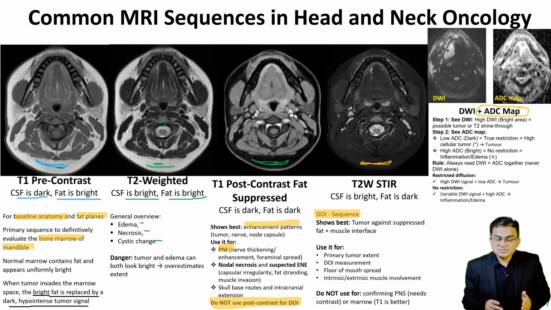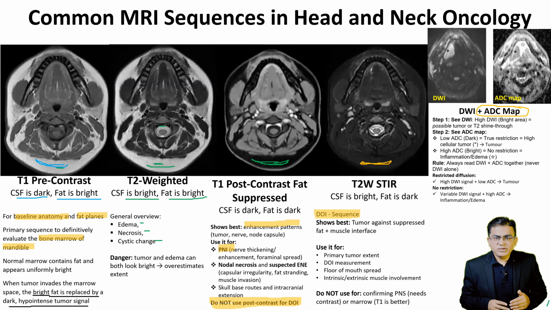Where do you see it? In cancer. When there is high ADC, that means water movement is free. There is no restriction. Where do you get it? Inflammation or edema. That is why we need ADC. It tells you whether the DWI brightness is real or fake.